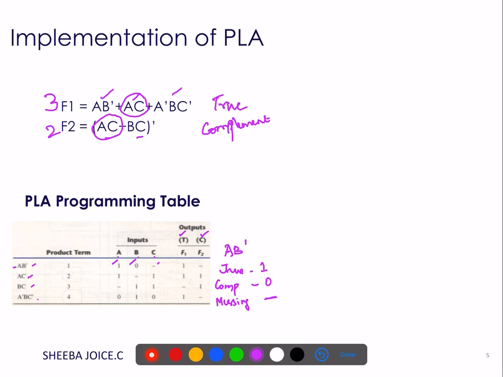Similarly, let us see the fourth term, A complement B C complement. A is in the complement form, so 0. B is in the true form, so 1. C is in the complement form, so 0.